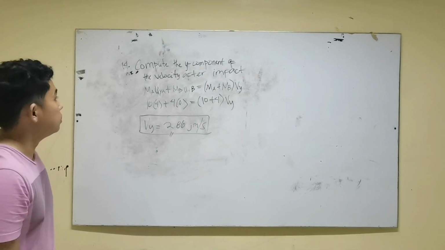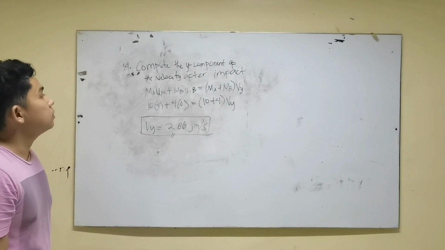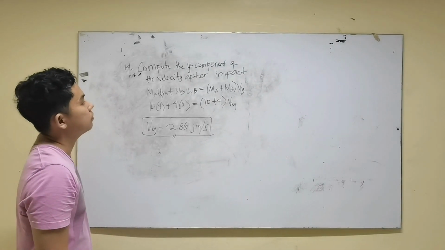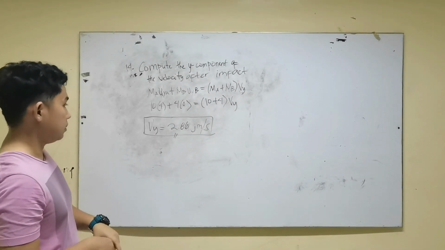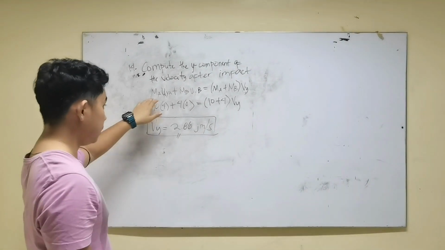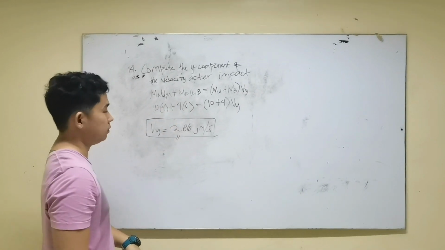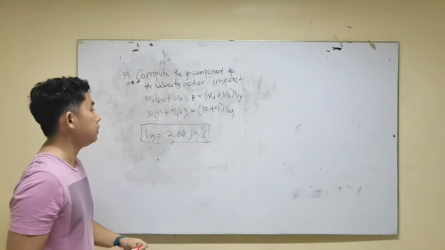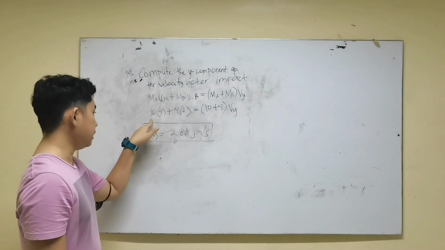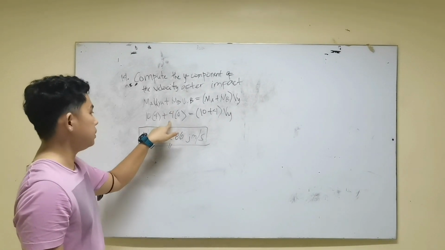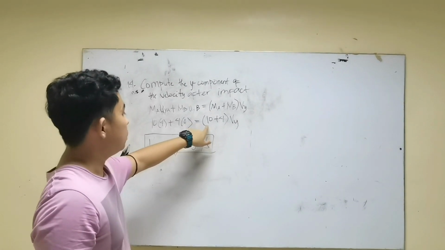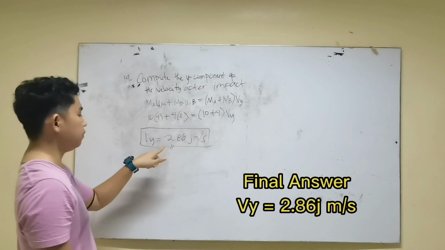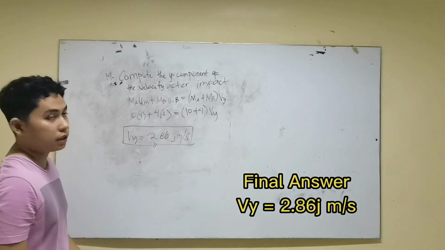So this is the continuation of problem number 13. So compute the y component of the velocity after impact. So we have the solutions. Mass of object A plus mass of object B is equal to equation of mass of object A plus mass of object B times dy. So mass of object A is 10 times 4 plus mass of object B is 4 times 0 is equal to 10 plus 4 times by. So we have the result of 2.86 J meter per second.